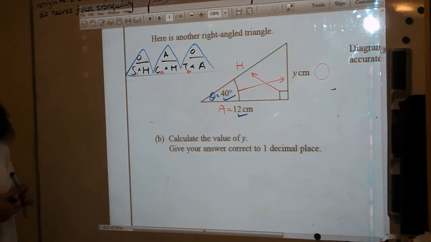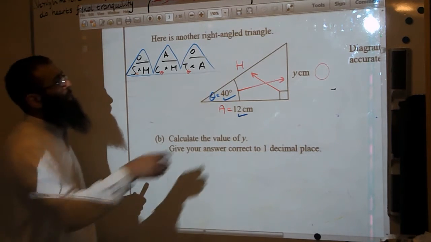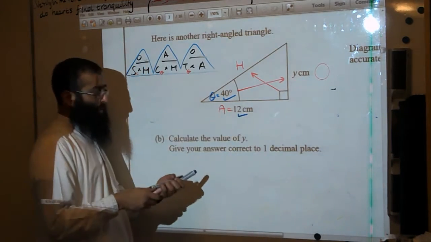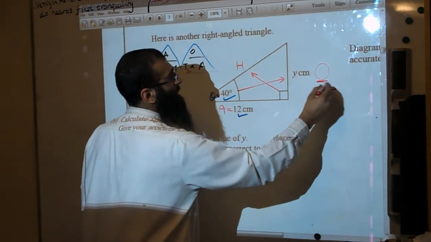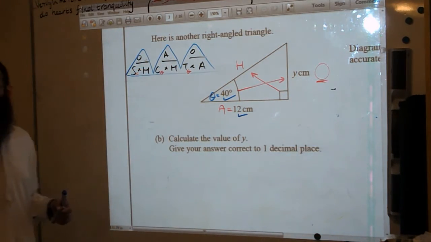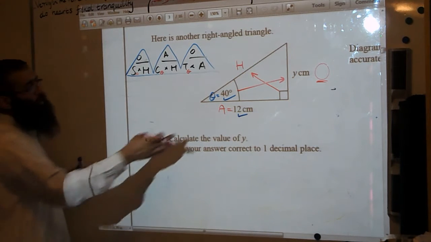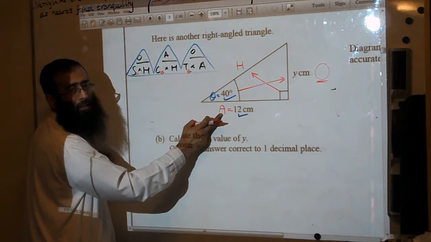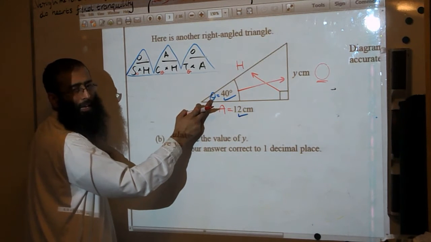SOHCAHTOA. Now, we're looking to work out the y values. So that's always what we need to work out. So we use 2 ticks and a cross. We tick what we know and we cross what we need to know. So what do we know, Azishan? We know the Adjacent and we know the angle.